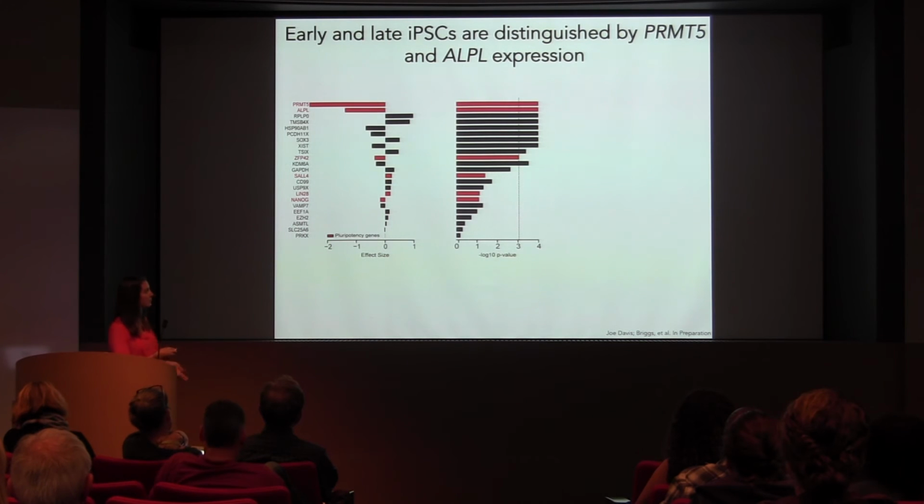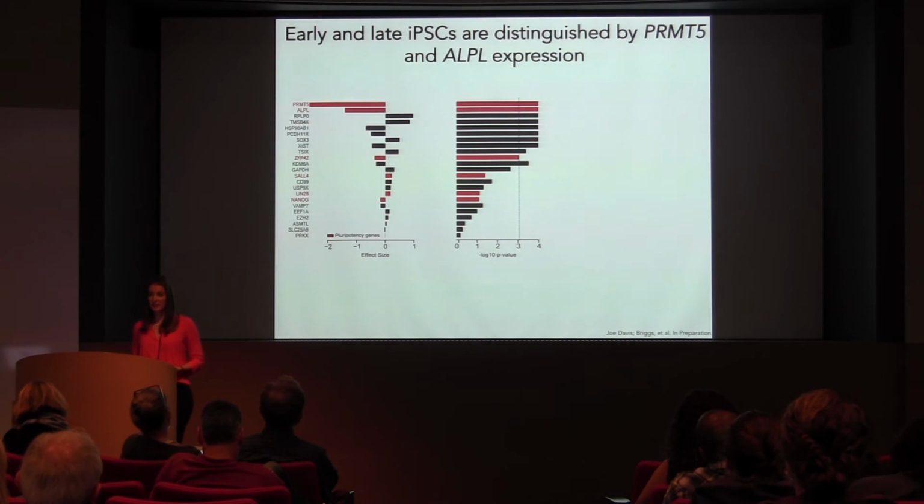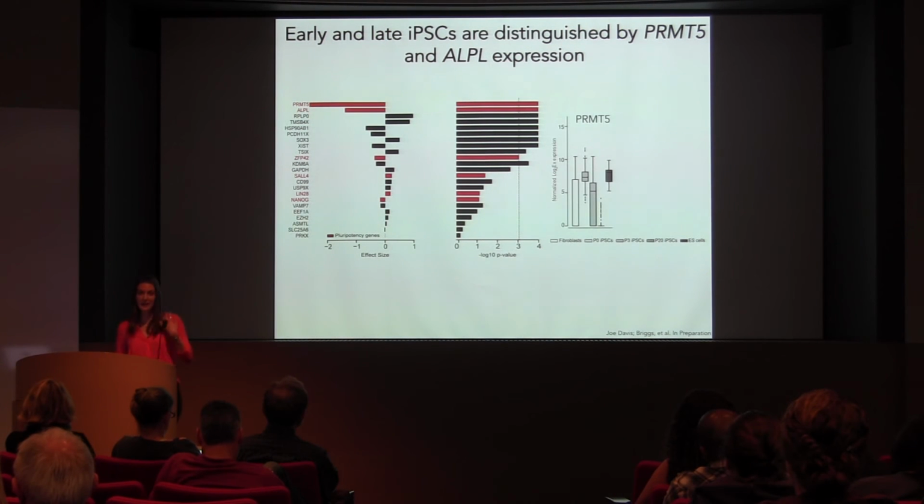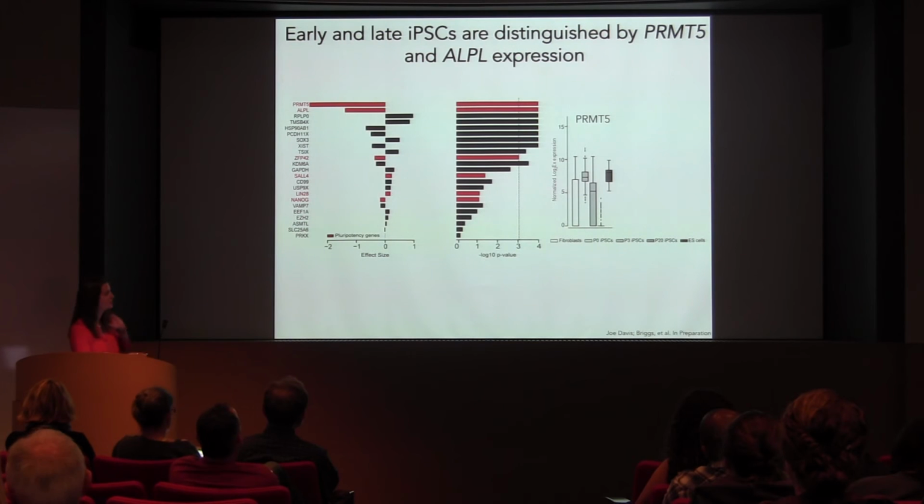And in fact, we were able to find 11 genes that were statistically significant predictors of passage number. The strongest being PRMT5 and ALPL, which are both known pluripotency genes. And again, I just want to show you what this looks like in individual cells.